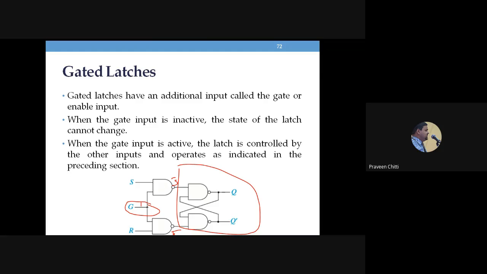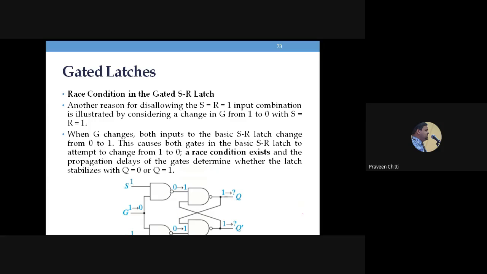But when G is 0, the moment you give G equal to 0, what will be the output here? 1 and 1. Right? So the moment G is 0, this gated structure will not come into the picture and it will remain in the no change state. Sorry, when G is 0, this becomes 0, 0, so that it will remain in the no change state. So this is called the gated latch.